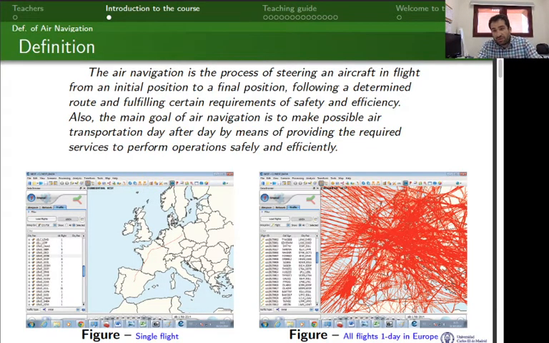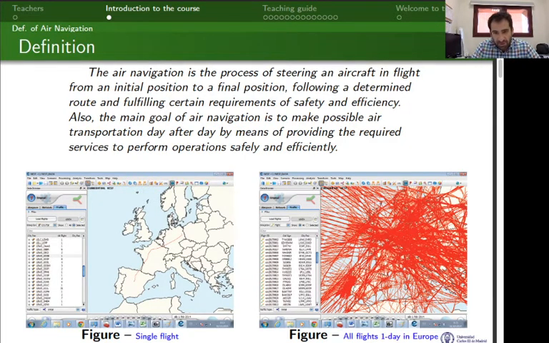But if you look at the right-hand side, you will see that we are not alone in the sky. Every day in Europe, well, not these days as you might imagine, but back in 2019 we had around 30,000 flights per day crisscrossing the European skies, just the European skies. And as you might imagine, this is quite a complex system to be handled.